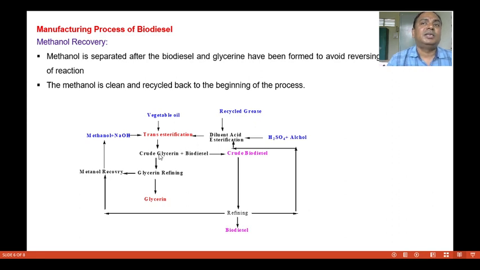Sometimes if excessive methanol is present in the product, that is in the glycerol along with the biodiesel, then this could reverse the reaction. Methanol can reverse the process, and that is why, as long as the product is formed, the methanol should be recovered or separated. And this methanol can be recycled back.